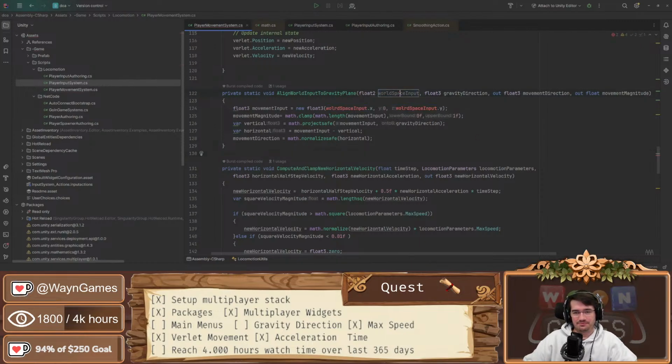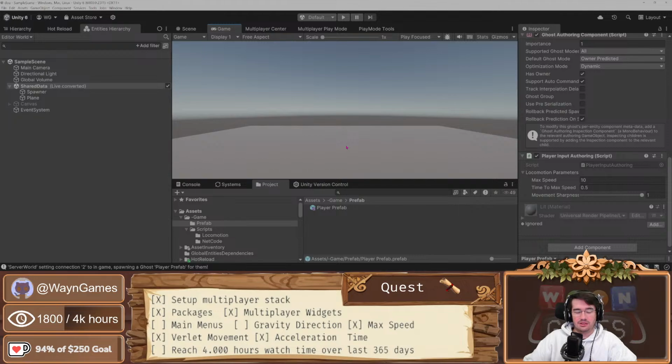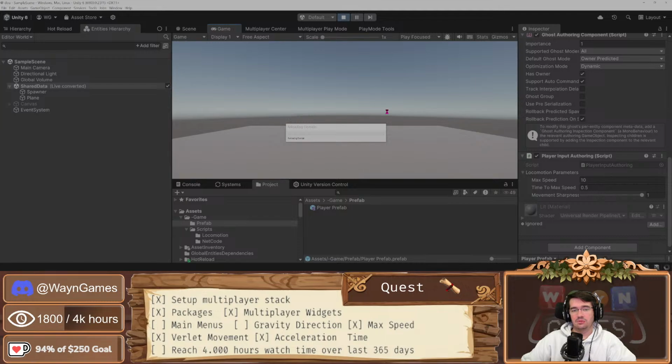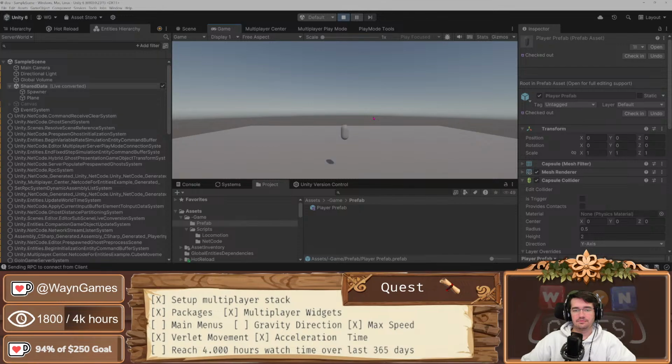World. Okay, so let's try again without this small stupid mistake. Check if I can still move as I want. Okay, I can move.